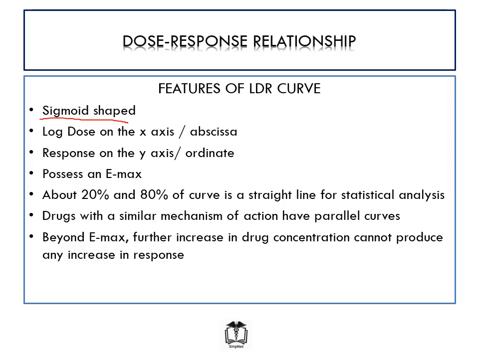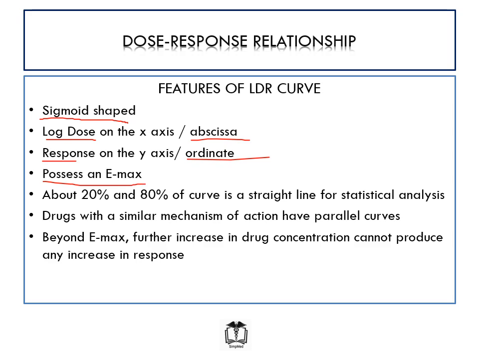The LDR curve involves the plotting of the log dose on the x-axis. X-axis is also called the abscissa, and the response is plotted on the y-axis. Y-axis is also called ordinate. And in a log dose response curve, there usually would be a point of maximum effect, what we call the Emax. So the log dose response curve would always possess an Emax.